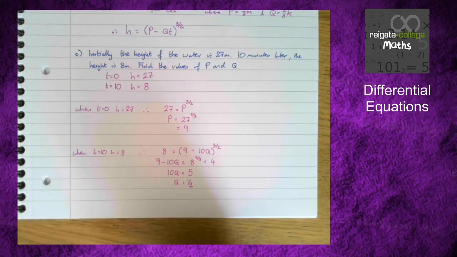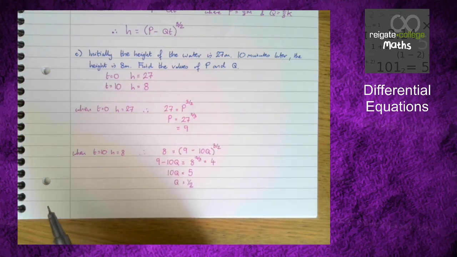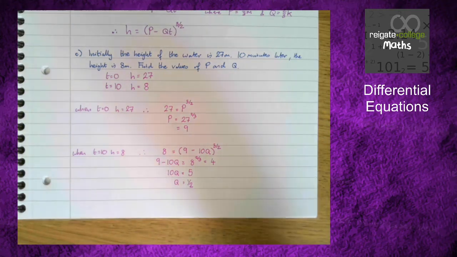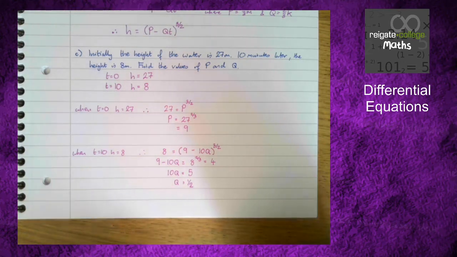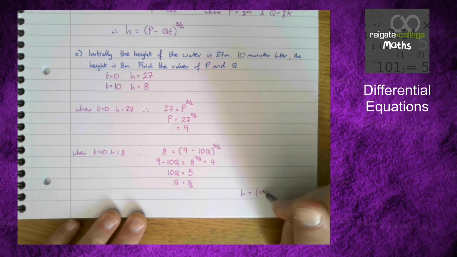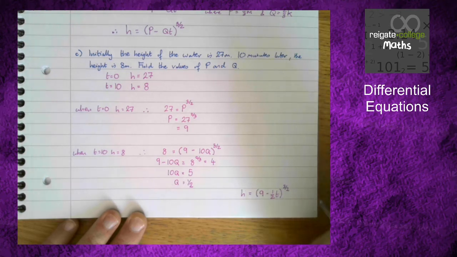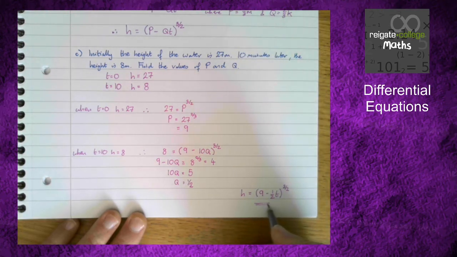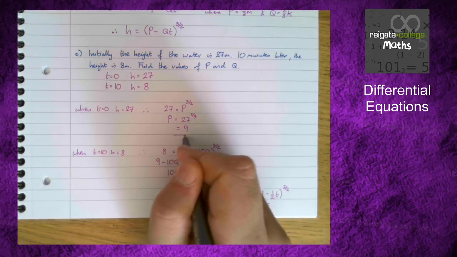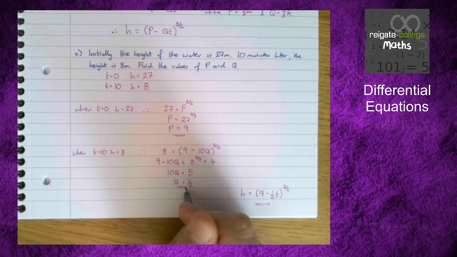Now notice how we don't need to write down the particular solution of the differential equation, because the question just says find the values of P and Q. I would, because looking forward to part D that I haven't written down yet, we're going to use the equation. So if you were asked to find the differential equation, you would then write down the final equation, which we've got here. But for this question, all you need to do is find P and Q, and we've done that. P is 9, Q is a half.